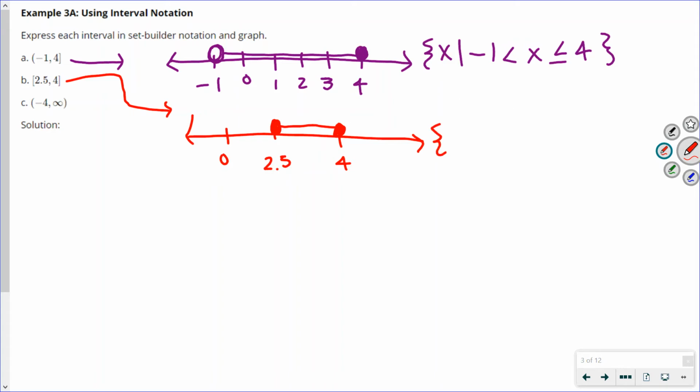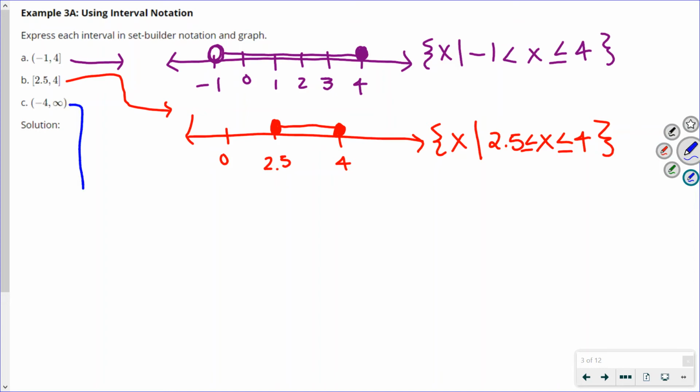That's what interval notation means, everything in between these two numbers. So when I write my set builder, we're going to say x such that my starting point is 2.5, my ending point is 4, x is between these two, and then because they are both closed dots, these symbols right here are going to both have that equal.